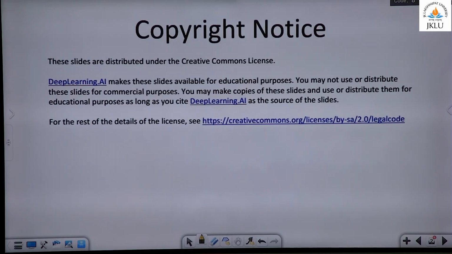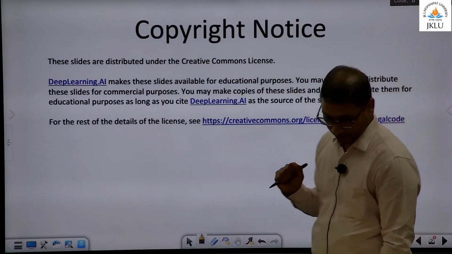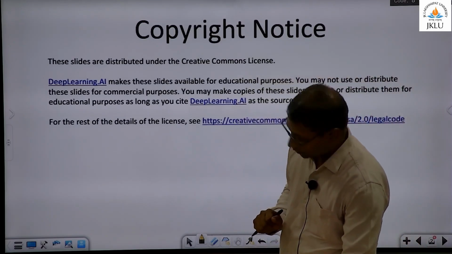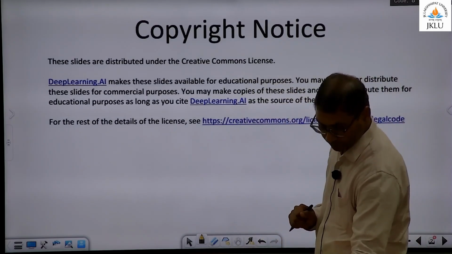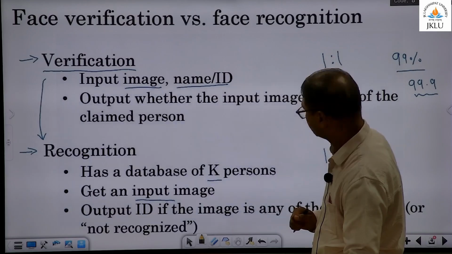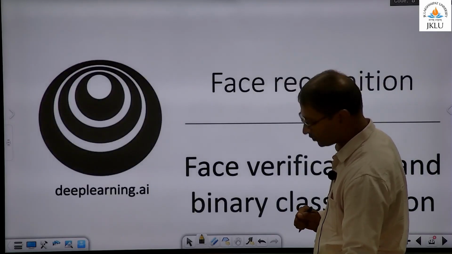Alright, so these slides are taken from CS 230 Stanford and they were prepared by deeplearning.ai. So we were talking about face recognition here.